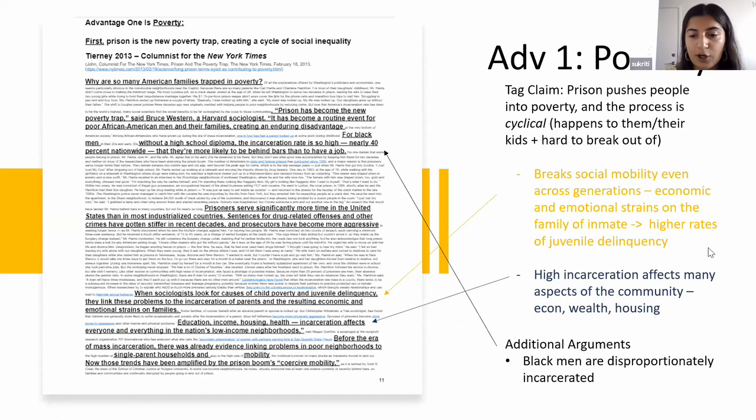And it makes the separate argument that high incarceration rates also affect other parts of the community, like the economy, health, wealth, housing. So it's kind of a really large effect. And again, we get the argument that it disproportionately affects Black men, and I would say Black women as well, but this card only mentions men.